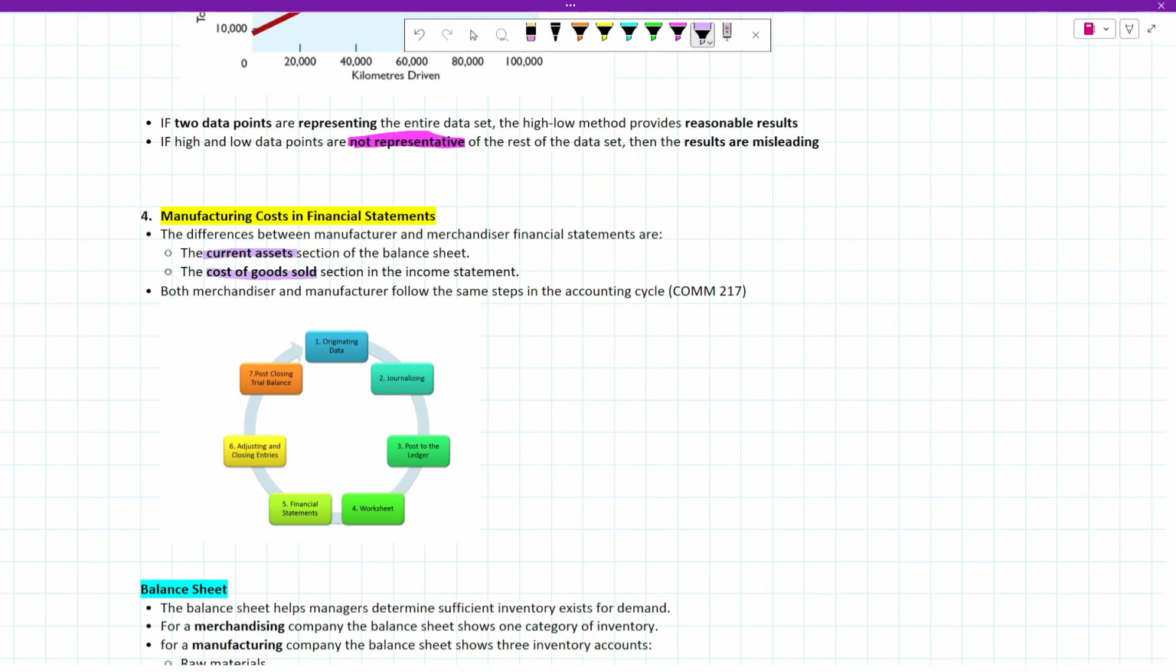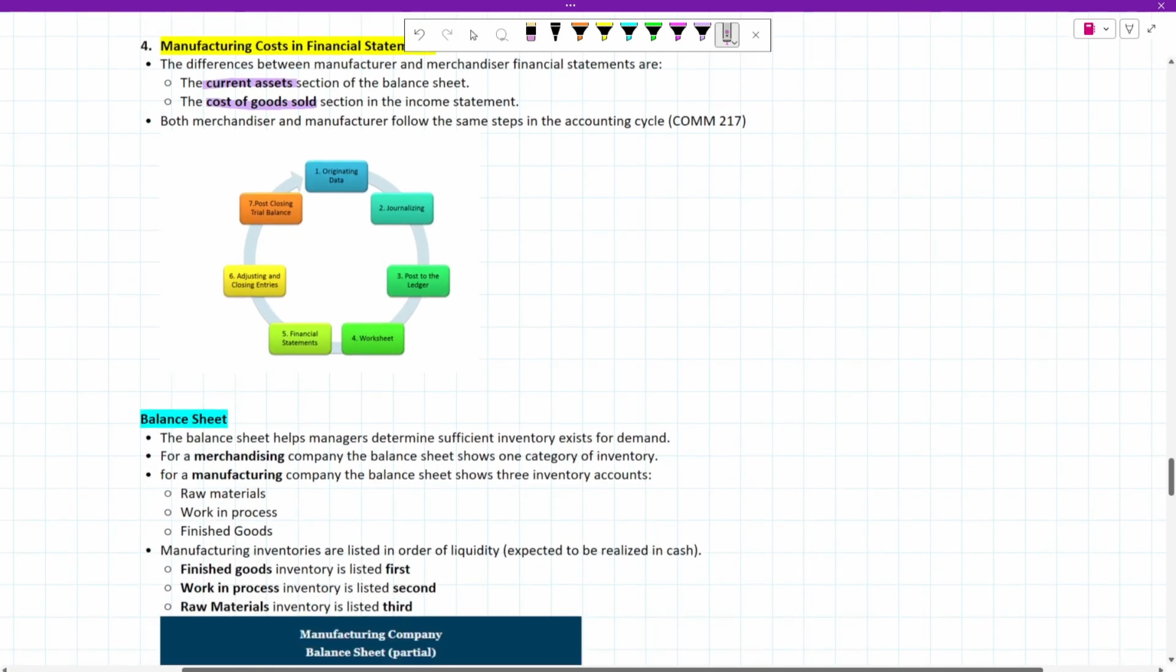Both merchandiser and manufacturer follow the same steps in the accounting cycle. And this is shown from COMM 217, if you guys remember it. So we have the steps, just to refresh: originating data, journalizing, posting to the ledger, creating your worksheets, financial statements, adjusting at the end, and then closing. And then posting the closing.